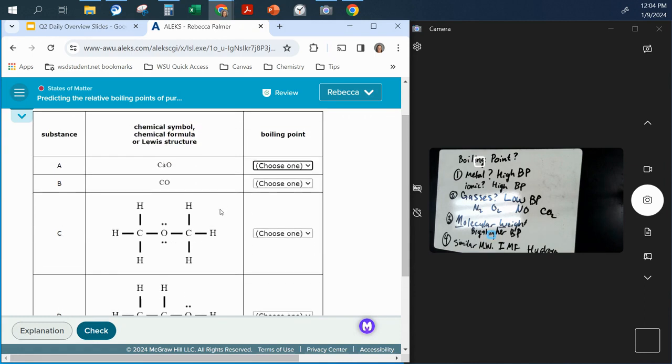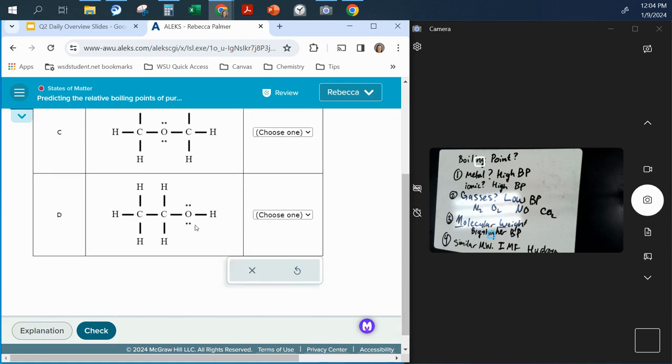Okay, so let's look through here. The first thing I see is calcium and oxygen. Calcium is a metal, oxygen is a nonmetal. That's an ionic compound, so that's going to have the highest boiling point. It's really hard to melt or boil salts. Then I see a little molecule, CO. Carbon monoxide is a gas, so that one's going to be the lowest, easiest to boil.